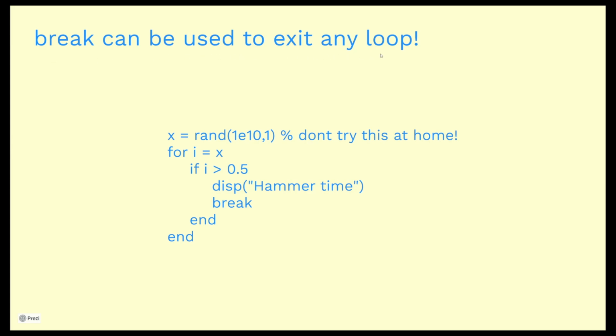Breaks can also be used to exit any loop. So if we make a random vector that's 1e10 long, as long as we have some conditional right here, like I is greater than 0.5, we can put a break here and we'll know that eventually, hopefully, as long as not all couple trillion of those numbers are less than 0.5, then we can break.